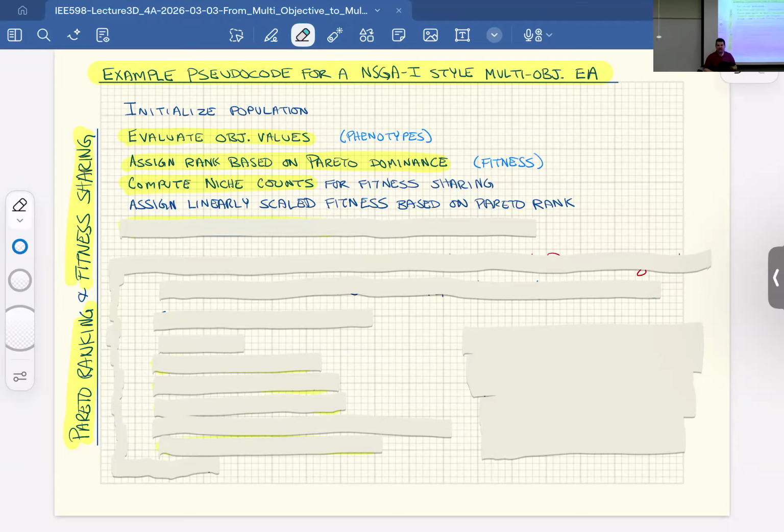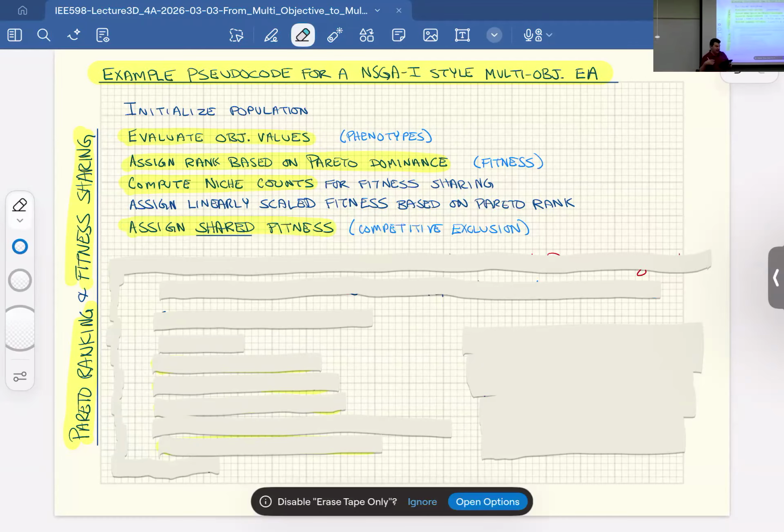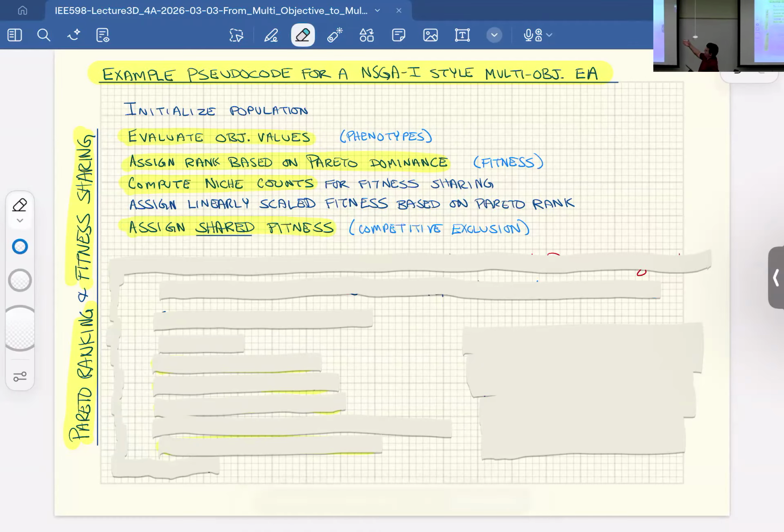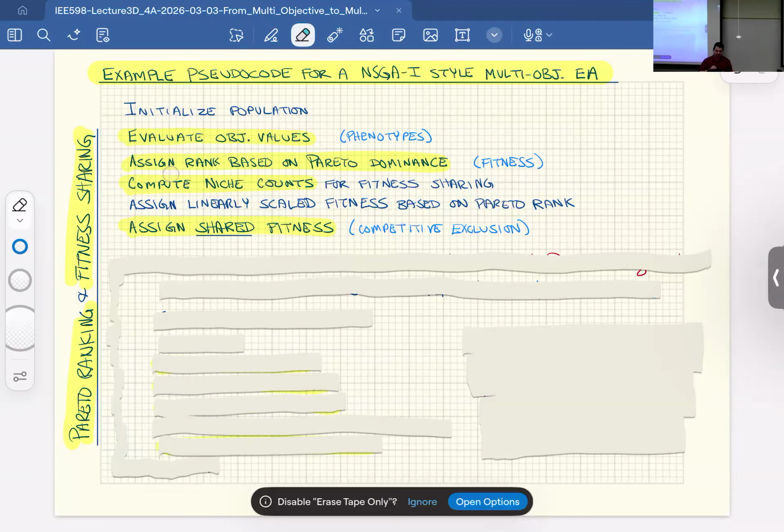And then you take that scaled fitness and you divide it by its count. That assigns a shared fitness, and that will be the thing that's actually driving the selection in the algorithm. So that's what we did. Those are our initial conditions. So we're going to basically do this inside the loop as well.